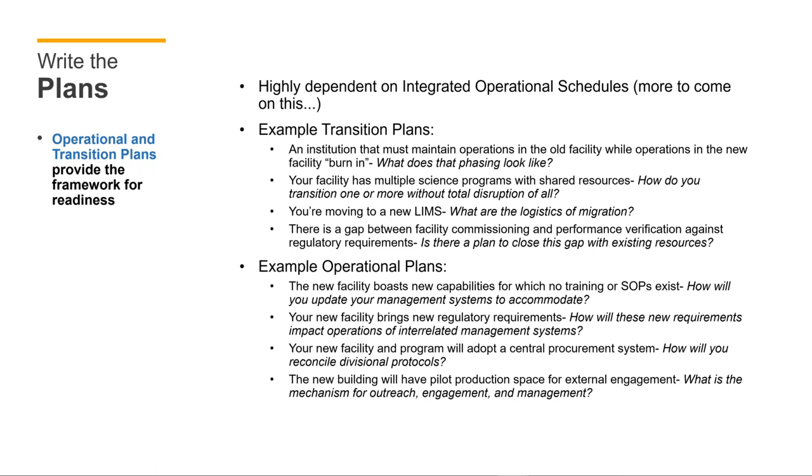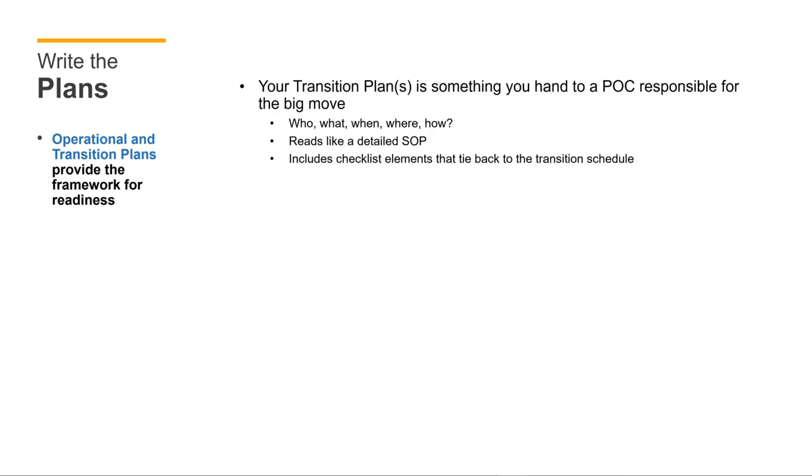The end result is this. Your transition plan is something you hand to a point of contact that is responsible for the big move. The transition plan should address who, what, when, where, and how. Honestly, we like these when they read like detailed SOPs, so everybody knows exactly what they should be doing. We also like the commissioning approach, where you've got checklists that include all elements that are going to tie back to a transition schedule. You're going to hear a lot about an integrated schedule here momentarily.